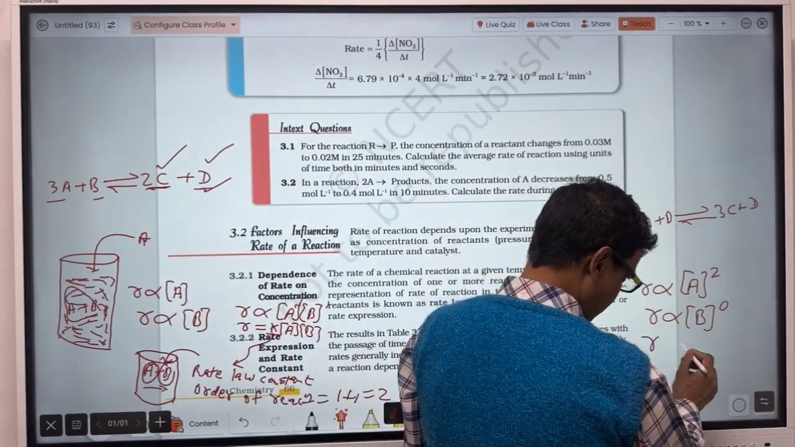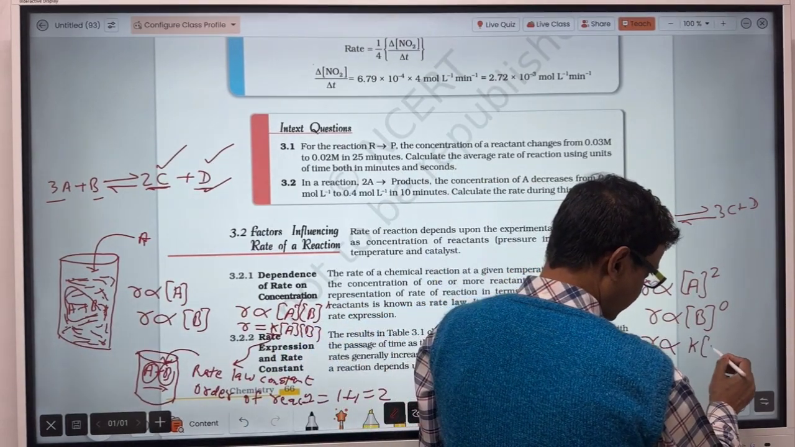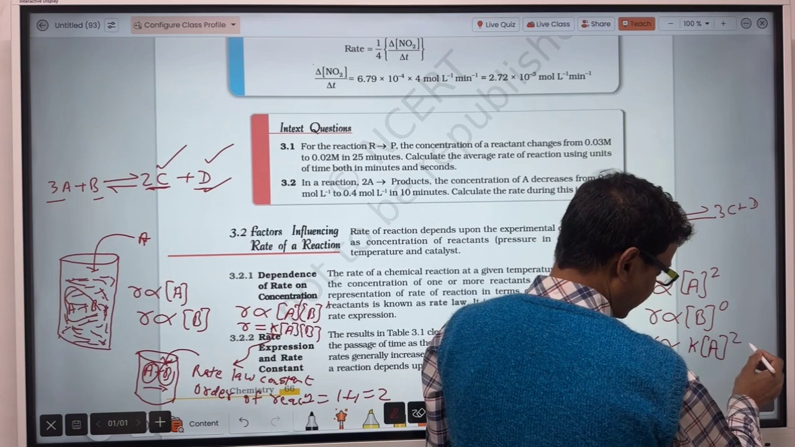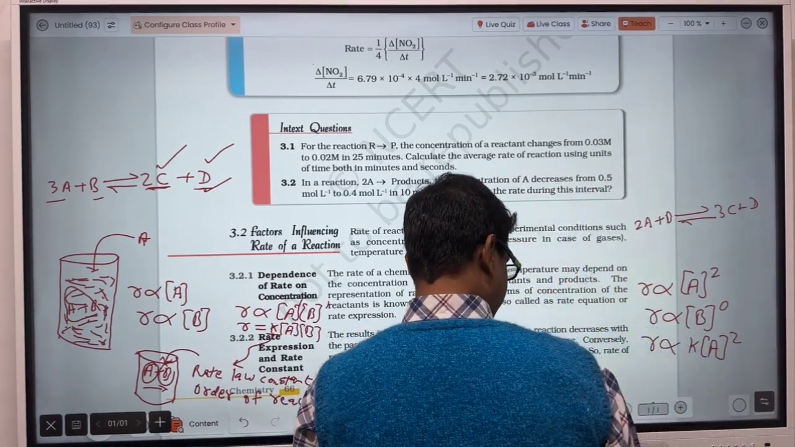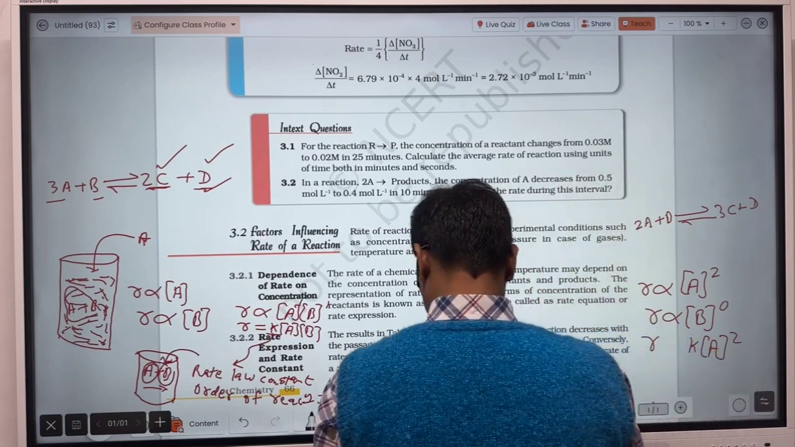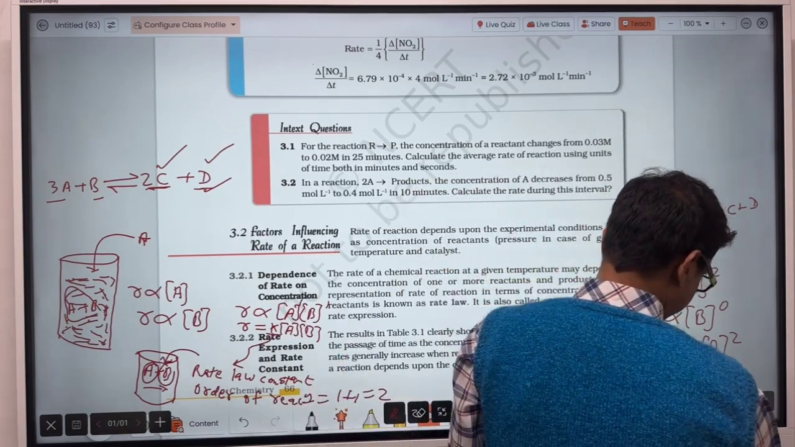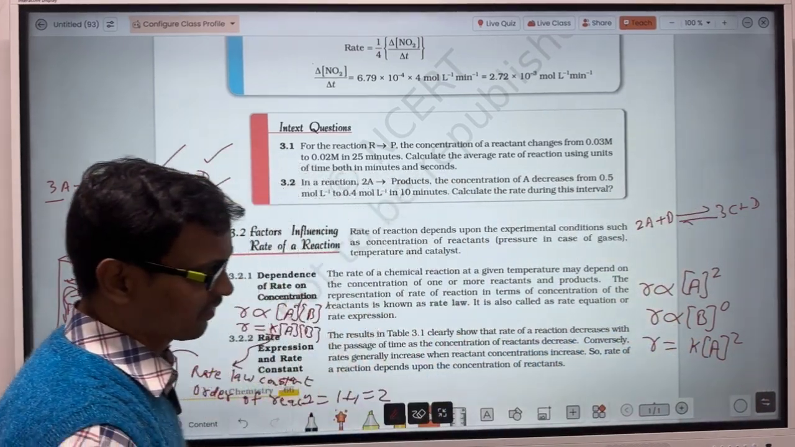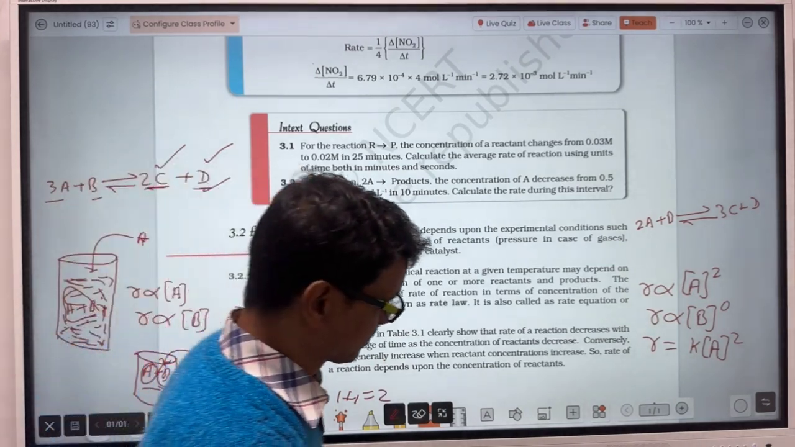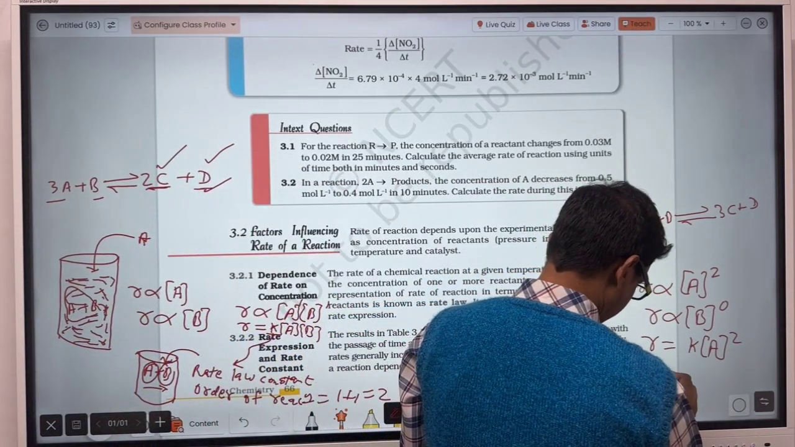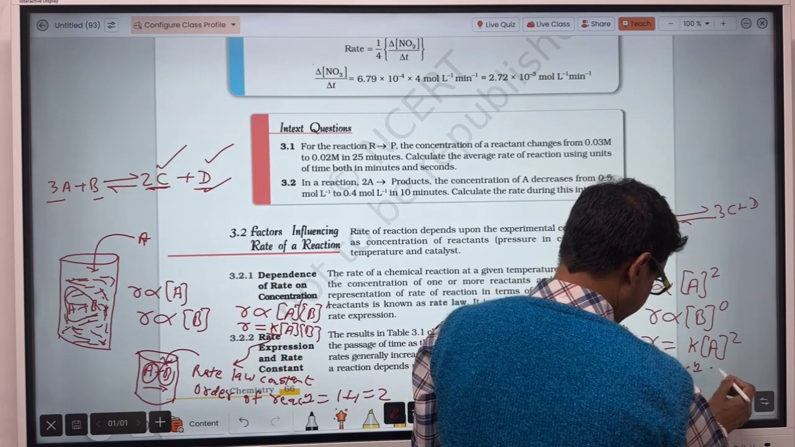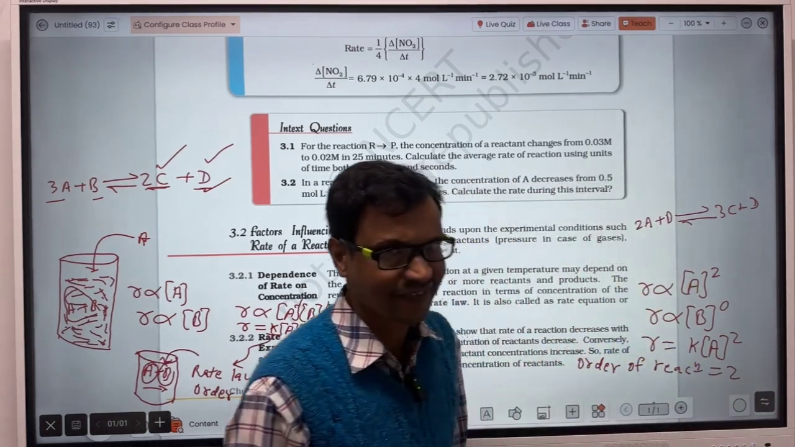So rate of reaction will be directly proportional to rate constant into concentration of reactant A squared. That means rate of reaction will be equal to rate constant into concentration of reactant A to the power 2. So here the order of reaction is equal to 2.